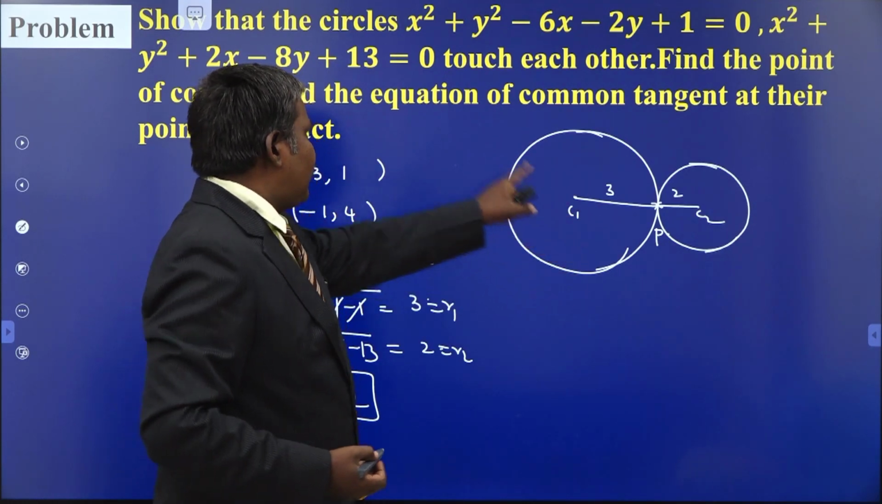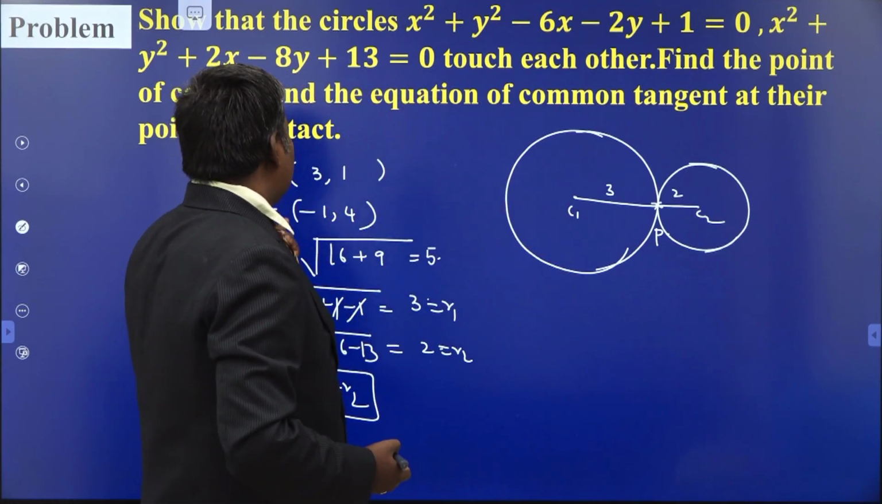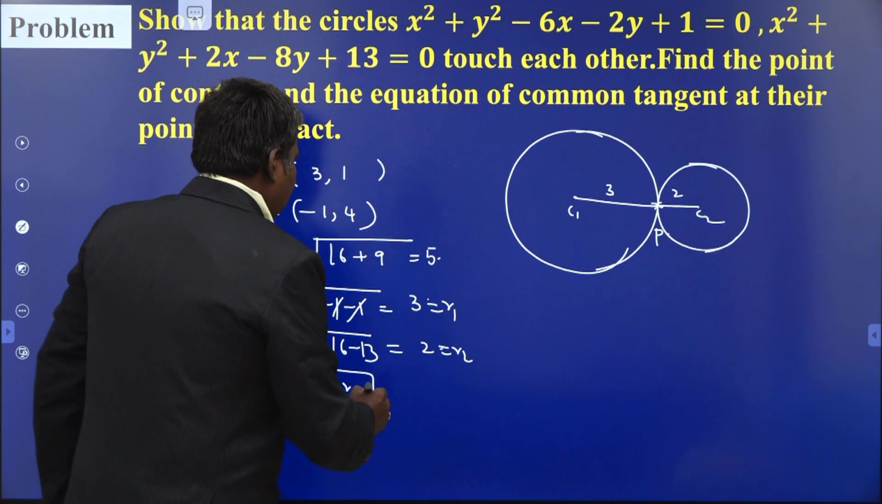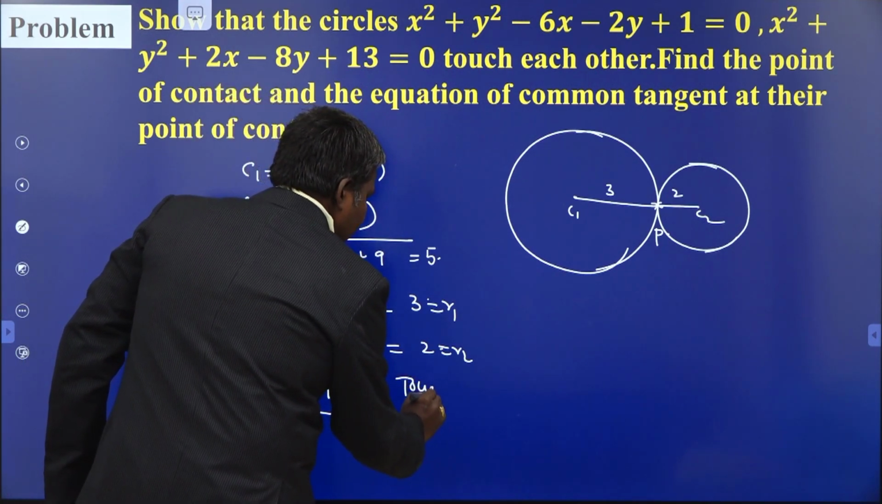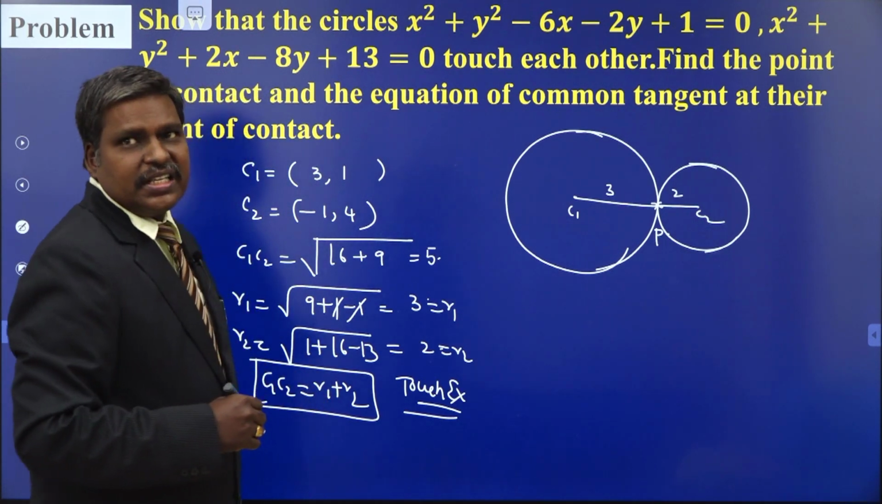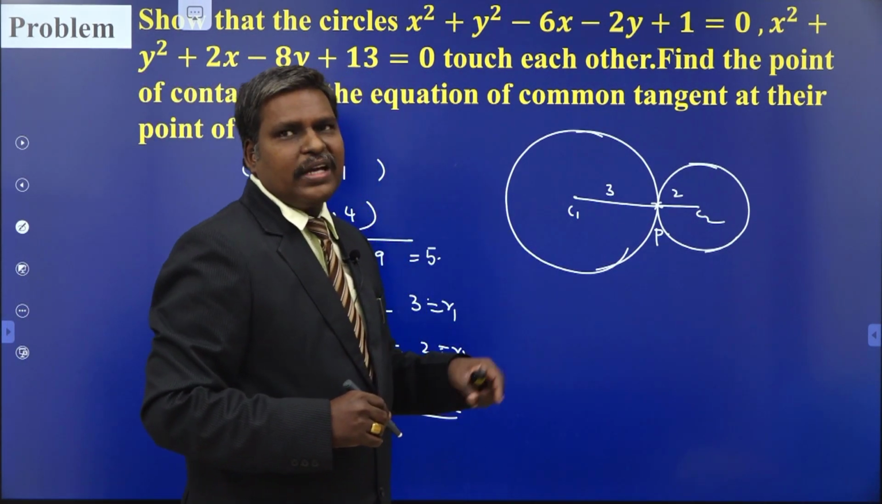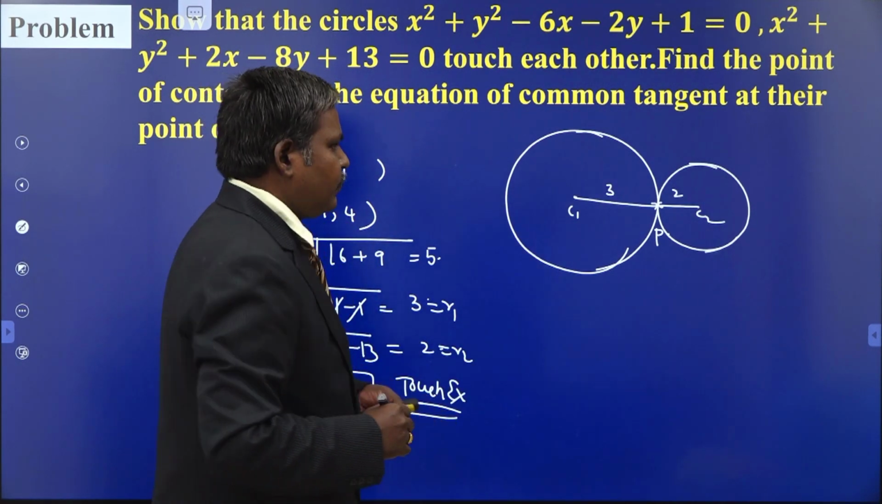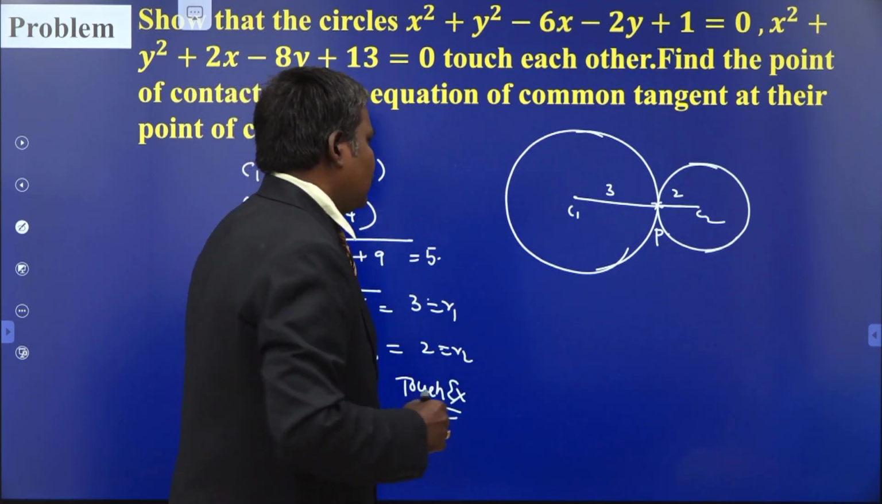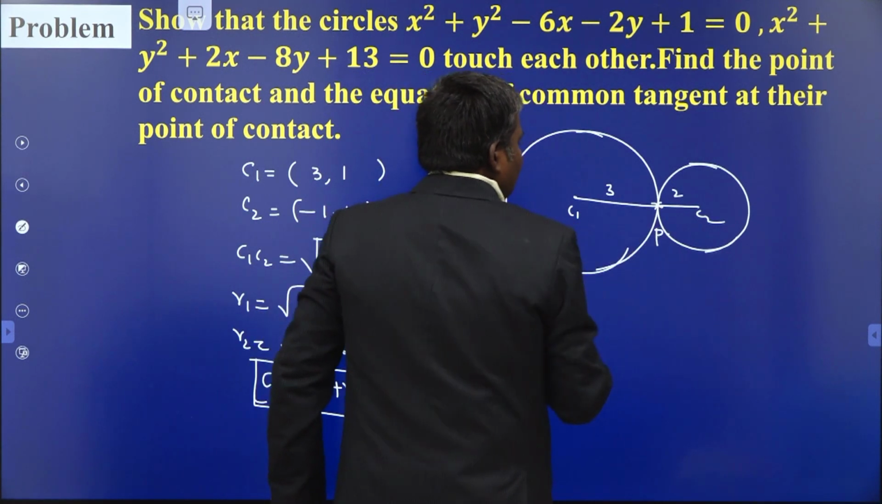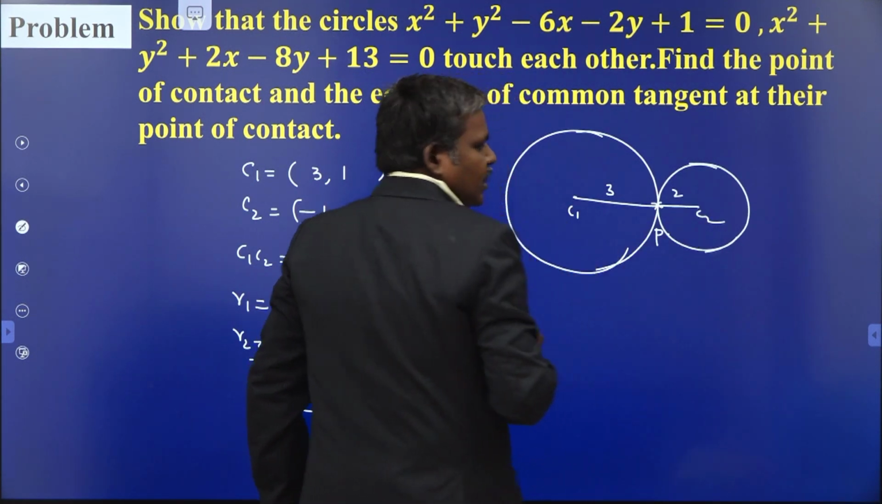So, the first problem is over. The two circles touch each other externally. So, the first part is over. What is the second part? You have to find out their point of contact, where the two circles touch each other. So, this is the point of contact in between the two centers.